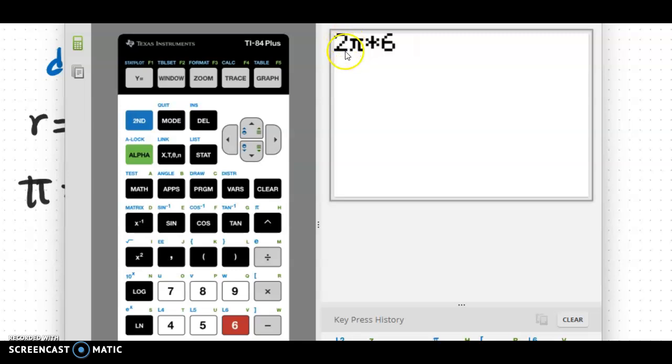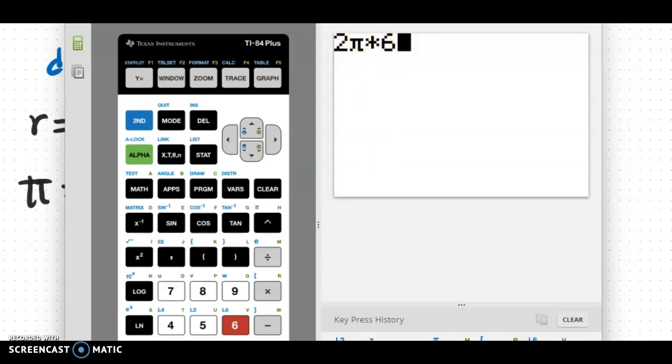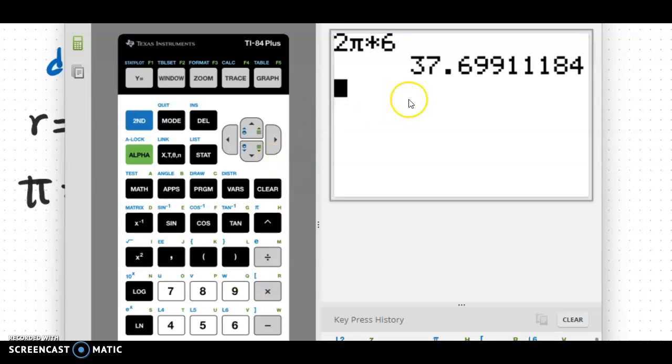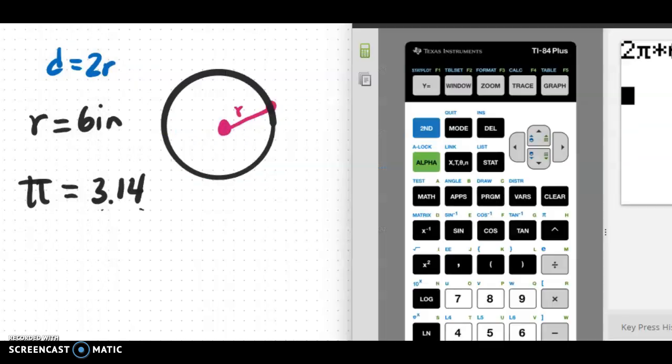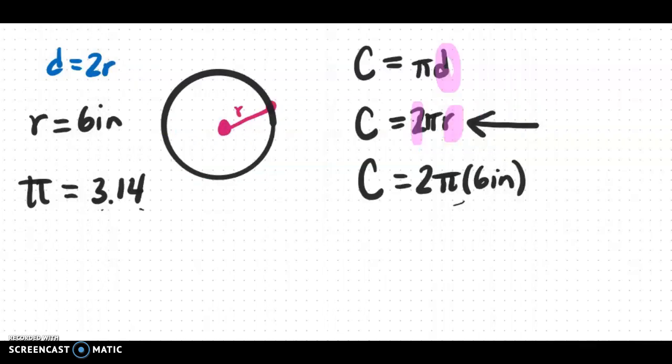The calculator knows that 2 touching pi is multiplication, and I could have even skipped the times here because the calculator will know that it's to be multiplication. So 2 times pi times 6 is 37.6991, and so I'm going to write that down, and then I want to round.